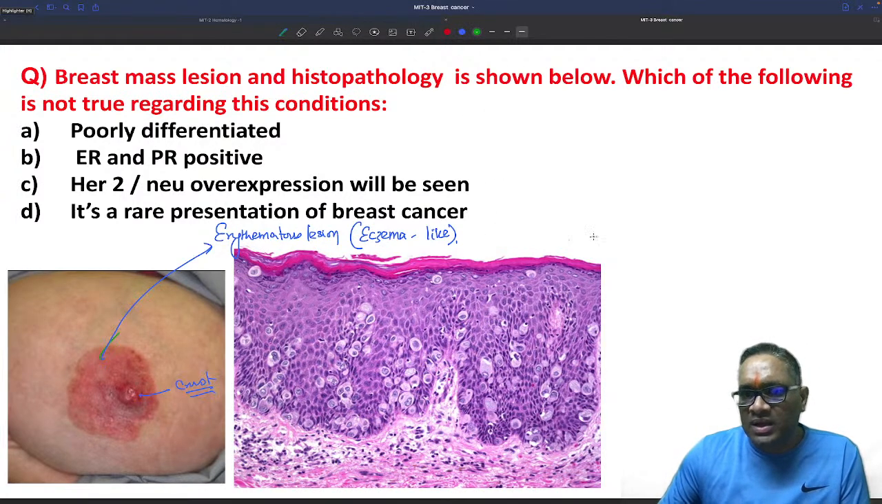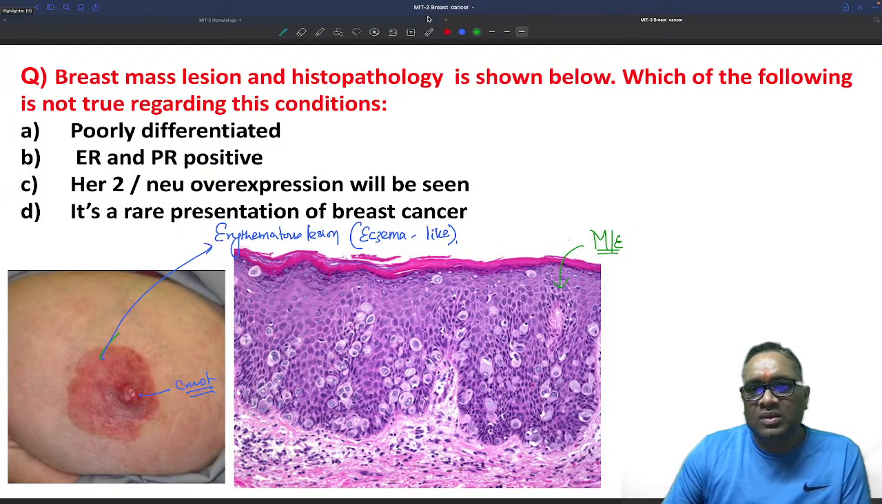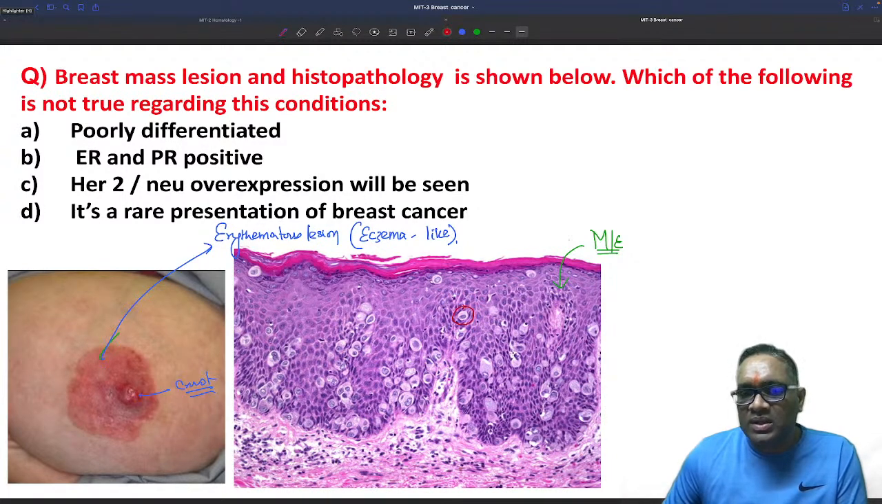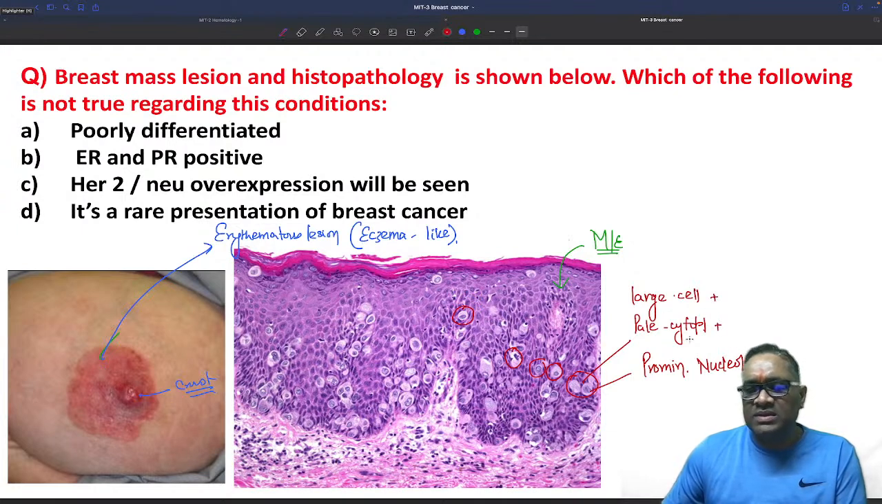So this is the erythematous lesion, and this is the microscopic examination. What we are seeing in this microscopic examination is that some cells are very large. You can notice all these cells which I am marking. These are larger cells and their cytoplasm is pale. And if you look at them, you can see prominent nucleoli are also present. So larger cell, pale cytoplasm, prominent nucleoli. This is the finding of Paget cells.